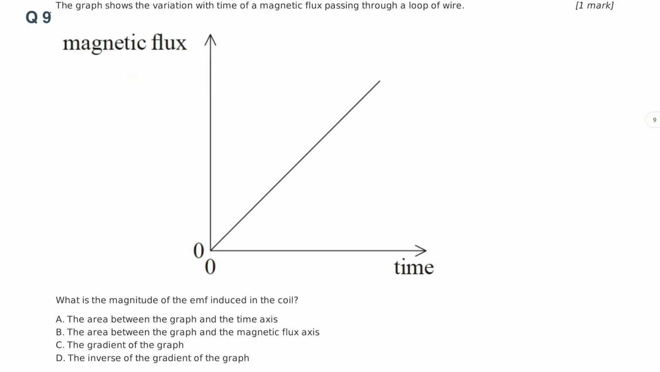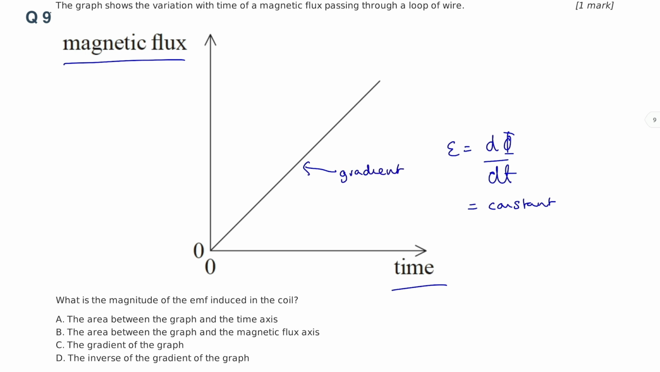The graph shows the variation with time of magnetic flux passing through a loop of wire. So magnetic flux, how it changes with time. What is the magnitude of the EMF induced in the coil? Well, EMF induced is defined as the rate of change of magnetic flux with time. That change does not change, it's constant, because the rate of change has a constant gradient. So the rate of change does not change with time.